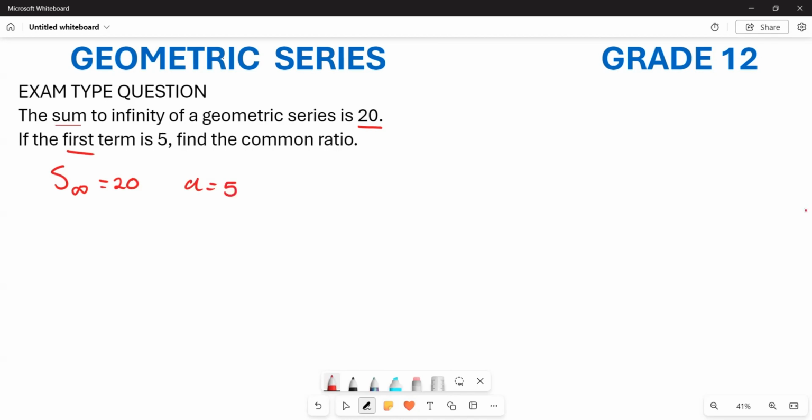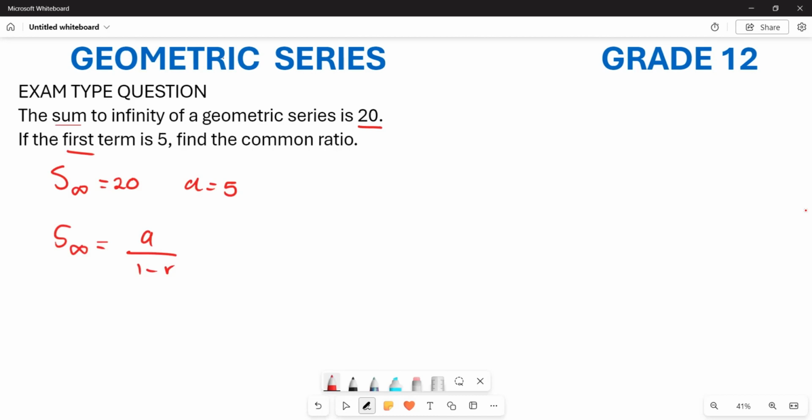Now, what is it that you are going to do? Already you have more than one piece of information here. So if, for example, you use the S to infinity formula, the sum to infinity formula, it's given by a over 1 subtract r. Look at me. Yes, 1 subtract r. So it is given by this particular formula.